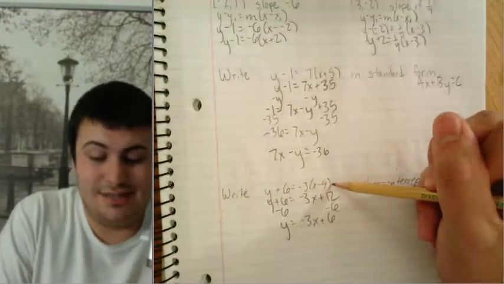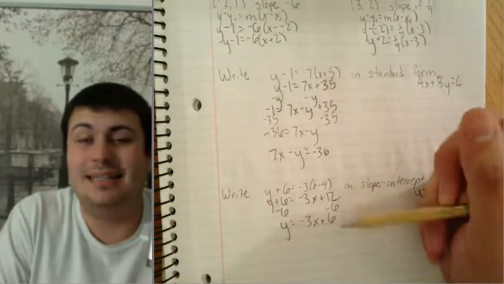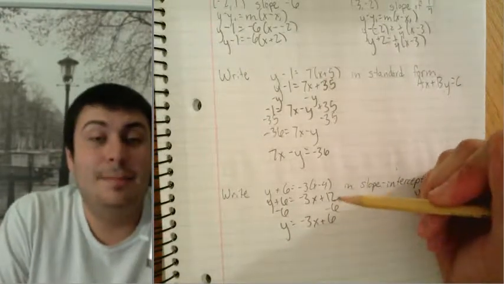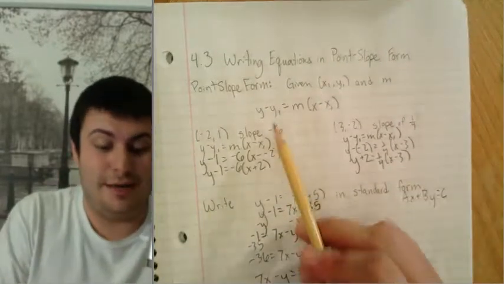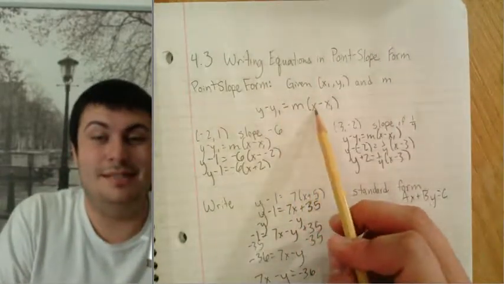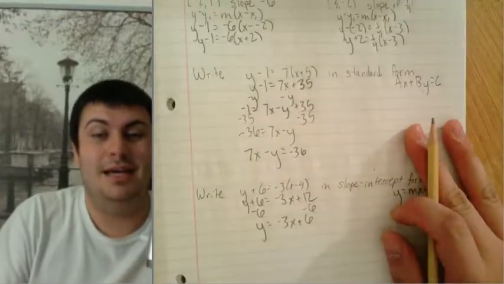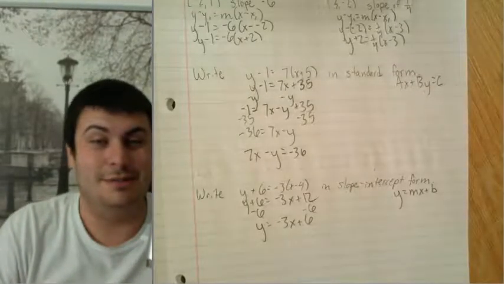I took this equation. These are the same lines. If you were to plot these, it would be the same exact lines. But we just wrote it and we took it from point slope, y minus y1 equals m times the group x minus x1, and wrote it in slope-intercept, y equals mx plus b.